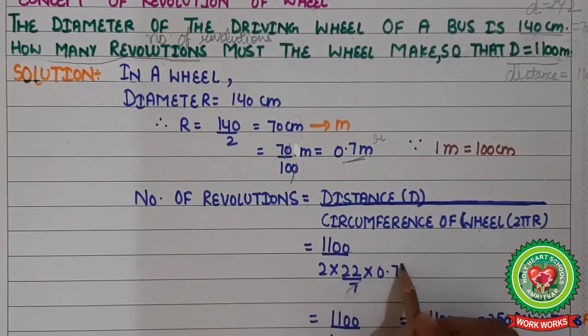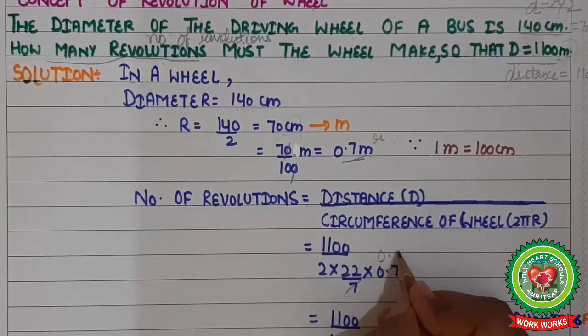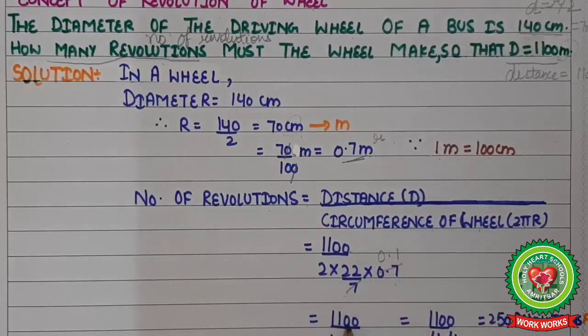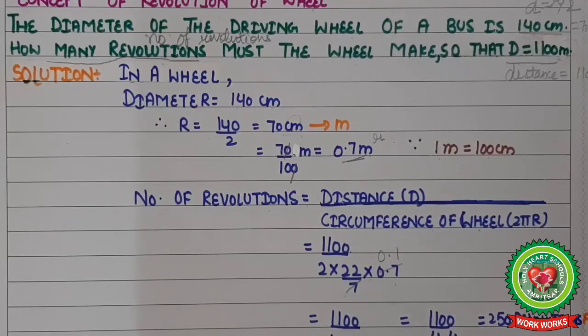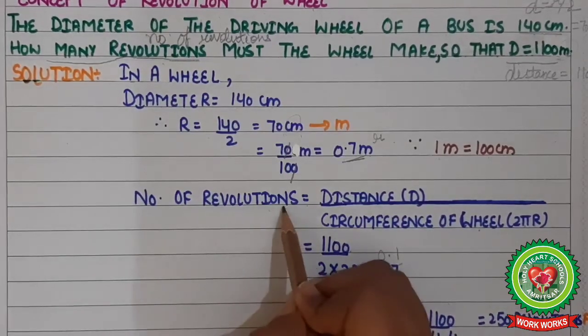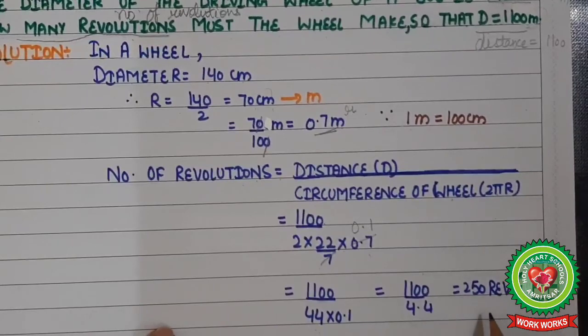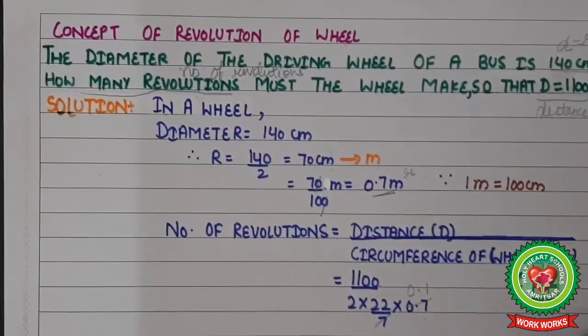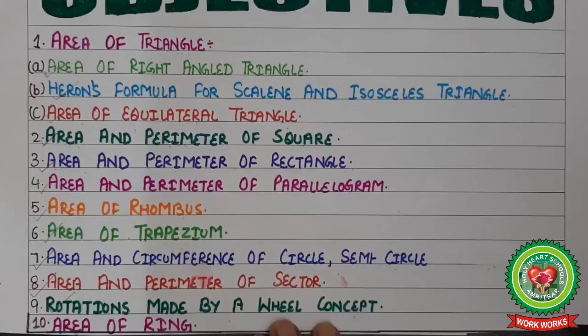So children, here we will do the cutting of 7 and 0.7. I'll get 0.1. So 1100 upon 2 into 22 will become 44 into 0.1. So multiply by 1, we will get same number 44, and place of decimal is 1. So here I'll get 4.4. Now after dividing these two numbers, I will get 250 revolutions. Means total number of revolutions are 250. So this is the answer of the given question.